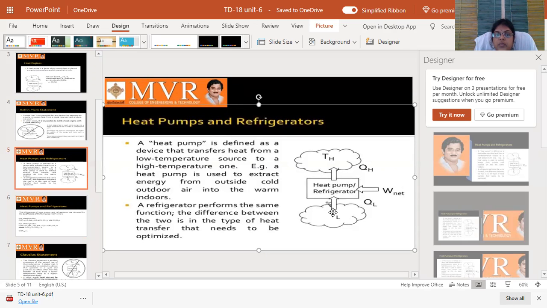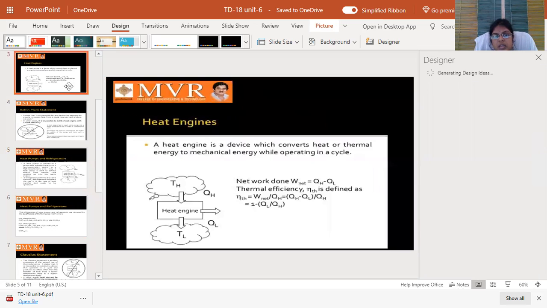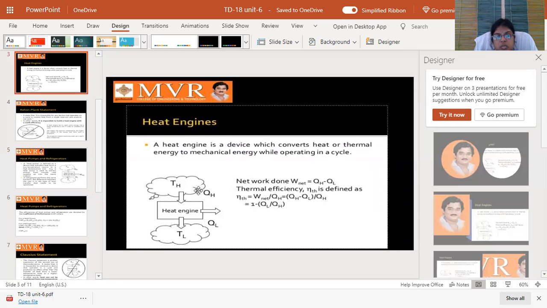So that is the main difference between the heat pump, refrigerator, and the heat engine. So this is a heat pump or refrigerator: we supply the work done, and heat is received from the sink, then rejected to the source. Here heat is received from the sink and rejected to the source. In a heat engine, heat is received from the source and rejected to the sink. So this is a heat engine.